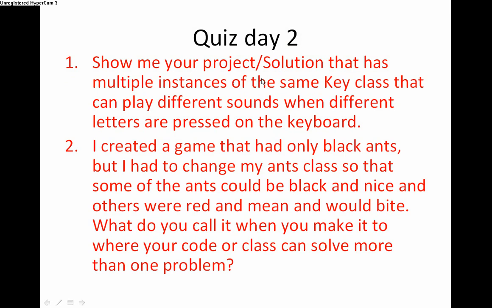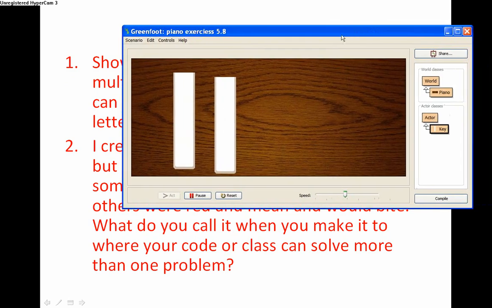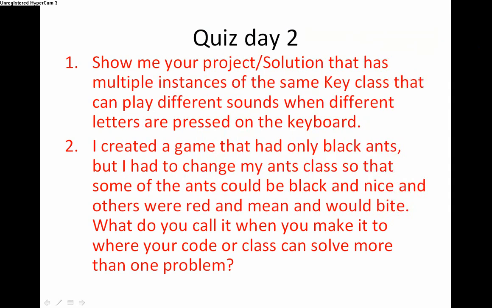And do these things. So show me your project, when I call on you in class, that has multiple instances of the same key that can play different sound files when different letters are pressed on the keyboard. What I'm saying is I want you to have two keys, and when I press the G key, this one will make one sound, and when I press the H key, this one will make a separate sound, and you're going to do this using only one key class, using the code we just showed you. Okay, and then answer this question.